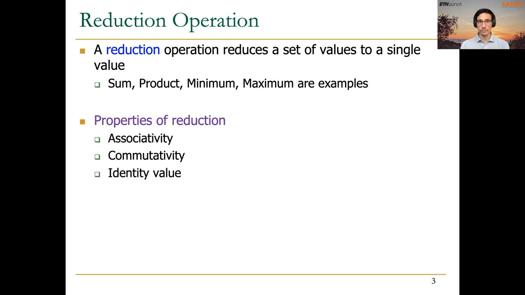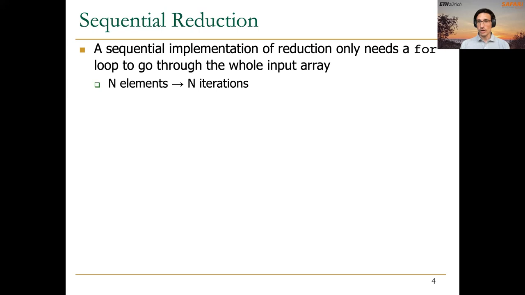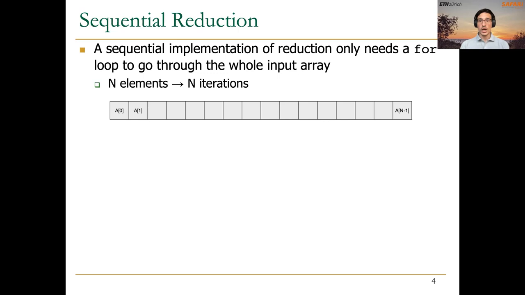As you may know, reduction is a key primitive for parallel computing, for example, in the map reduce programming model. Remember that we talked about how to calculate a reduction, first of all, starting with a sequential reduction. In a sequential reduction, what we are going to do is obtain a single value, the reduction result, from all the values of an input array.